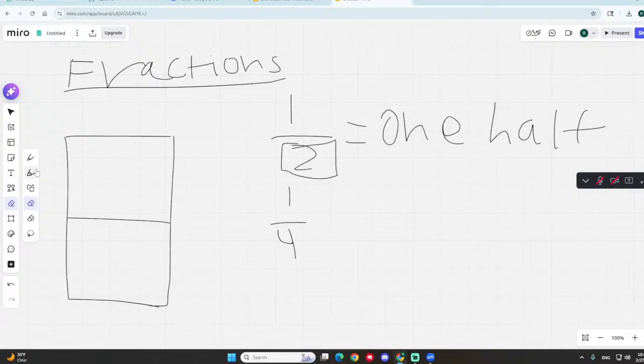Now what if we folded this paper again? So now we fold it once, now we fold it twice. What fraction would each of these boxes be? It's not drawn properly, but assume that each box is equal size. What fraction would each one be? I'll give you guys a couple minutes and then we'll go over the answer.